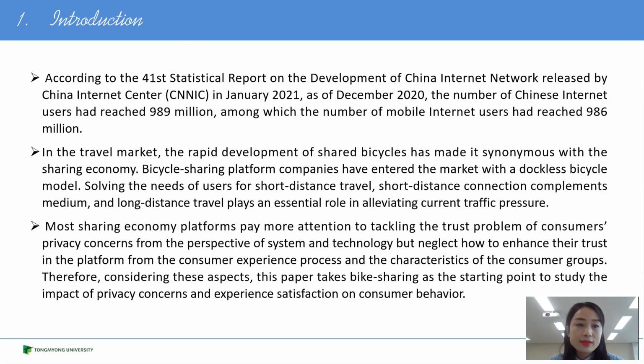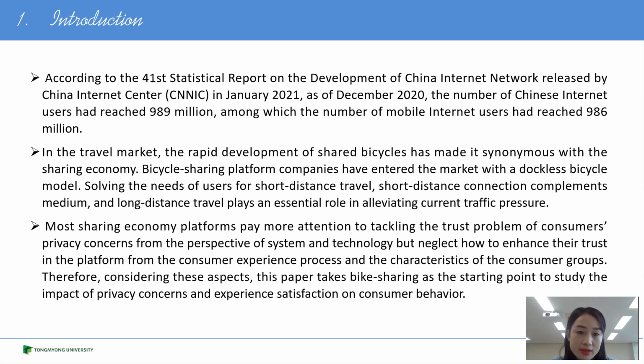Part 1. Introduction. According to the 41st Statistical Report on the Development of China Internet Network, released by China Internet Network Information Center (CNNIC) in January 2021. As of December 2020, the number of Chinese Internet users had reached 989 million, among which the number of mobile Internet users had reached 986 million.